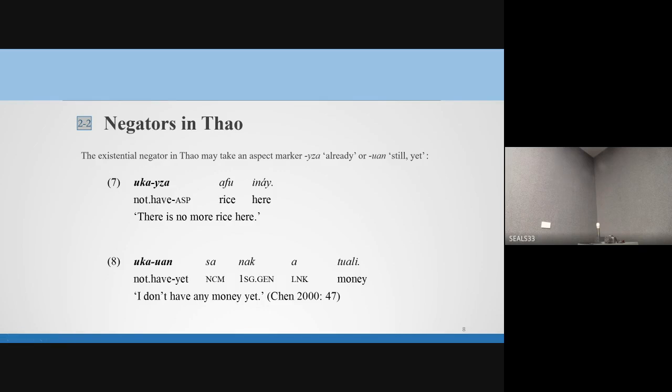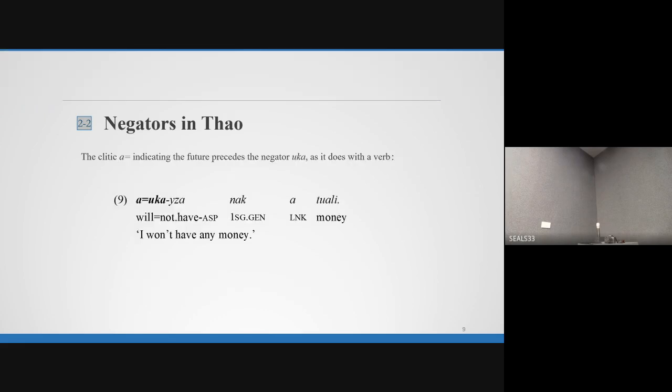Now we come to the negators in Saisiyat. The essential verb negator in Saisiyat may take an aspectual marker, as in examples 7 and 8. So again, the negator behaves just like a verb. The clitics are indicating the future or the realized aspect. The negator kuka does so with the verb.